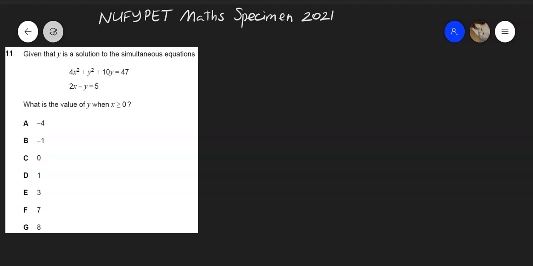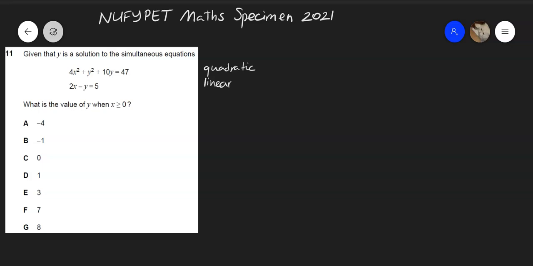Hi guys, in this video I'm continuing to solve a NUFYPET Math specimen for the year 2021 and I am covering questions 11 to 15. In question 11 we are given two simultaneous equations. The first equation is quadratic and the second equation is linear, right? We don't have any quadratic terms or any roots here, so it's a linear equation.